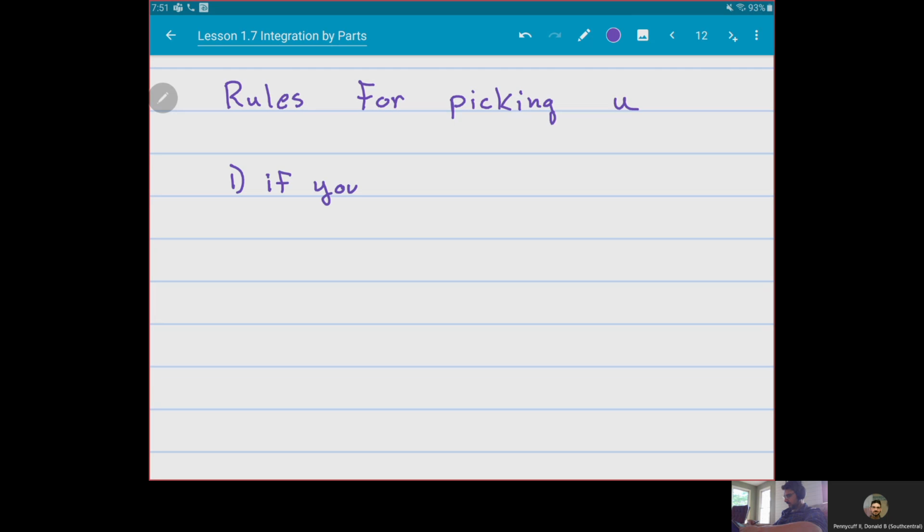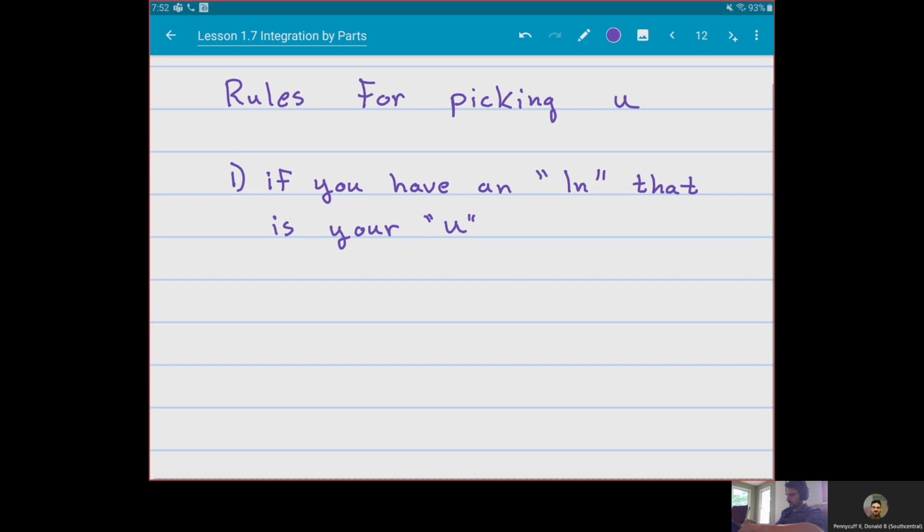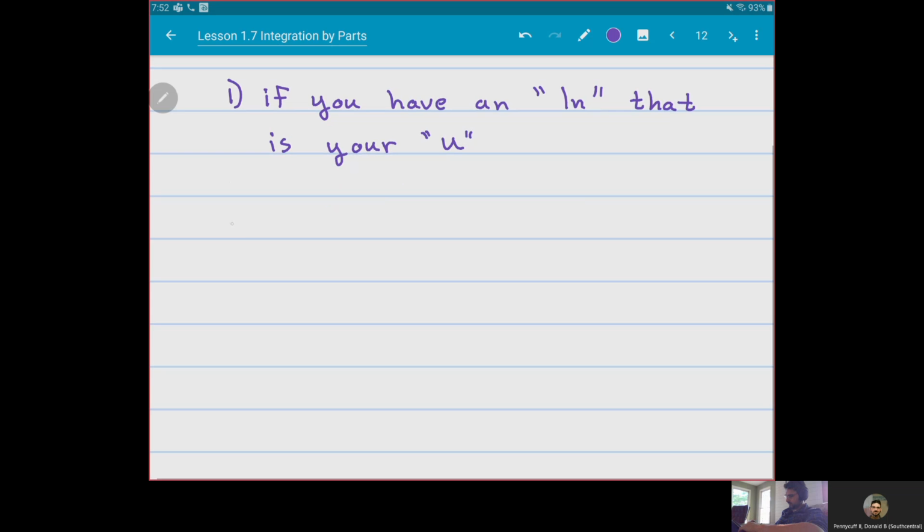Okay. So rule number one, if you have an ln, that is your u. So if your problem has an ln in it at all, that's your u automatically. No questions, no whatevers. That's your u. Okay. 2.